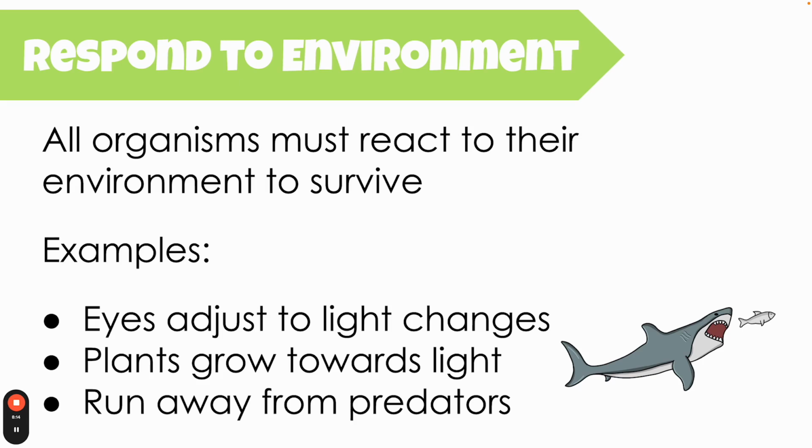So for example, in humans, your eyes are going to adjust as the light changes from one room to another. So if you go from a dark room to a light room, your pupils will dilate or shrink in order to adjust to that light change. Or if you take a plant and you put it in a window towards the light, the plant will literally grow in the direction of that light. Or lastly here, the example is the shark trying to eat this small fish. Well, the small fish needs to be able to swim away from its predators to prevent it from being eaten. So all living things must respond to their environment in some way.